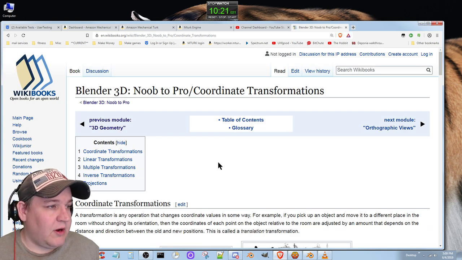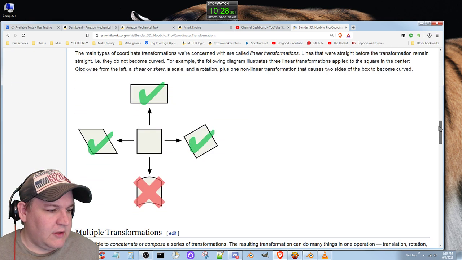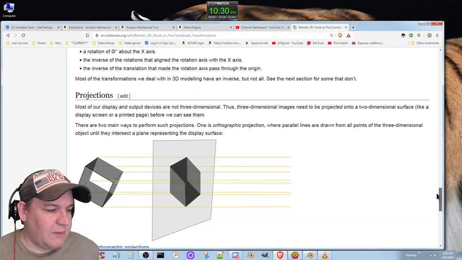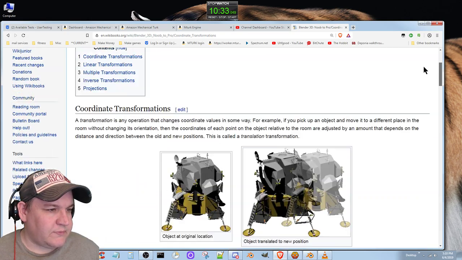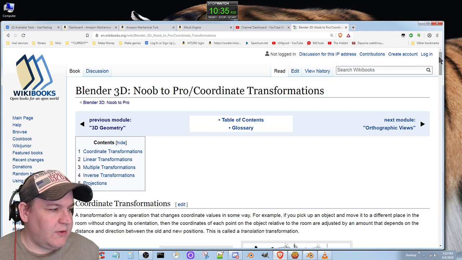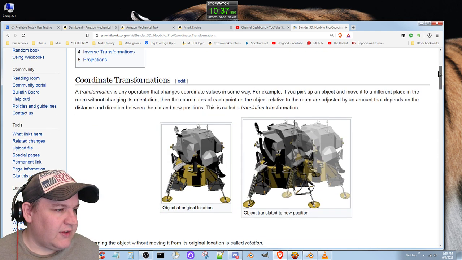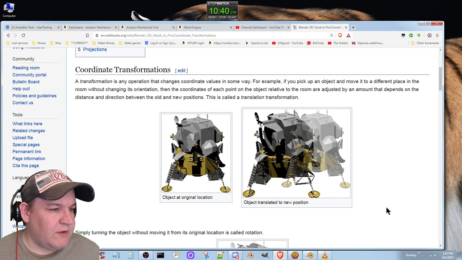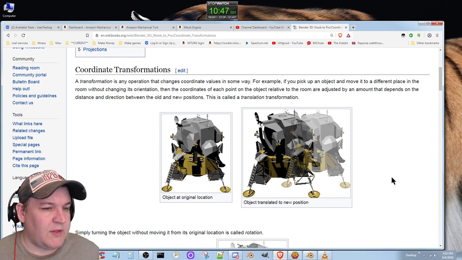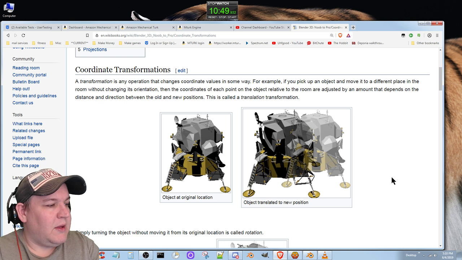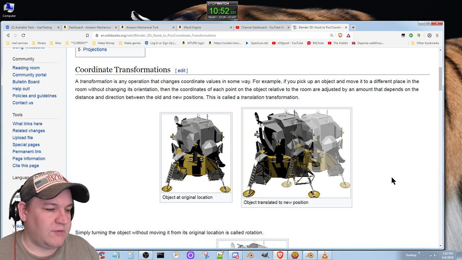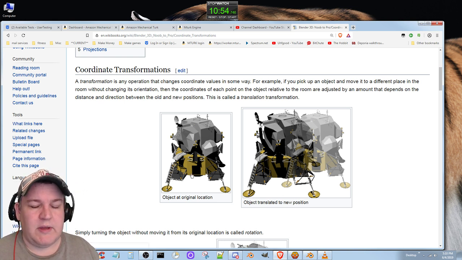We're almost done with our deal here. Coordinate transformations. Okay, well, I might just cut this kind of early. We'll see. Transformation is any operation that changes coordinate values in some way. For example, if you pick up an object and move it to different places in the room without changing its orientation, the coordinates of each point on the object relative to the room are adjusted by an amount that depends on the distance and direction between the old and new positions, called a translation transformation. Translation simply means move.